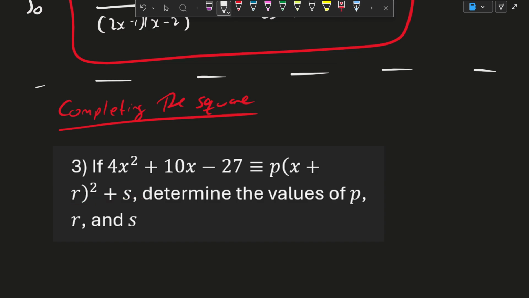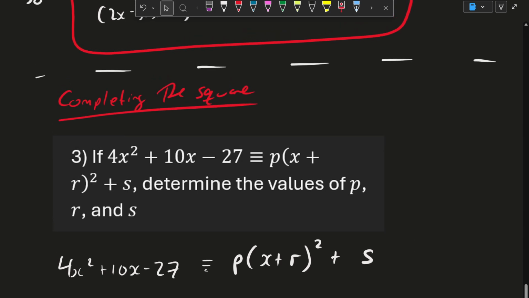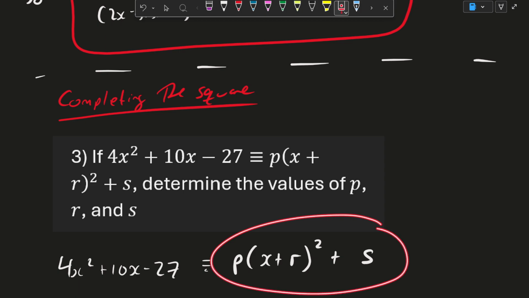So, if we have this quadratic, 4x squared plus 10x minus 27, we want that to be the same as some constant p times the quantity x plus r squared plus s. Now, as we'll meet when we come to our study of quadratics, this particular form will tell us a lot about the behavior of the quadratic curve, i.e. where its lowest and/or highest point is, depending on the particular value of p that we're choosing.